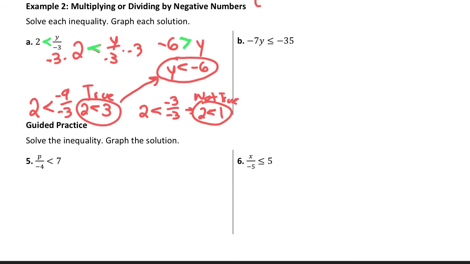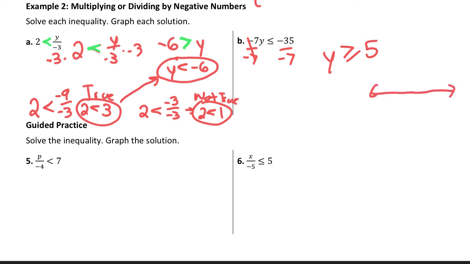So in example B here, dividing both sides by -7, I still have y, but it's now going to be greater than or equal to positive 5. Negative divided by a negative is a positive.